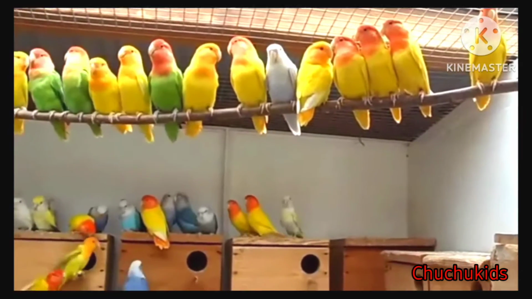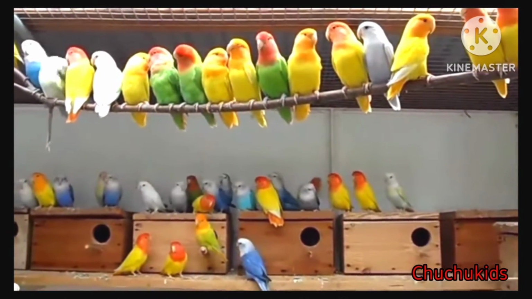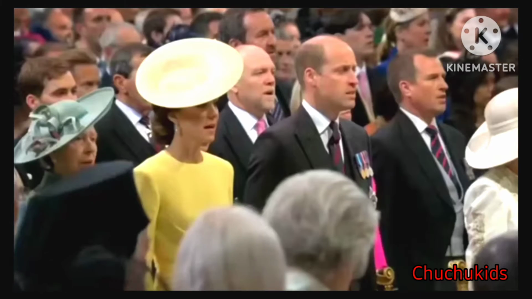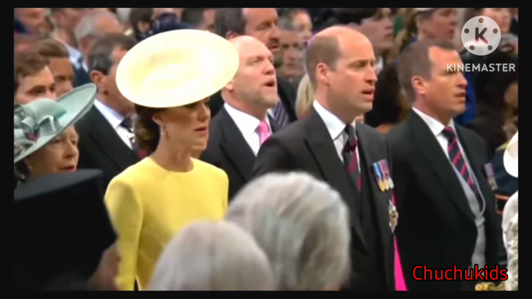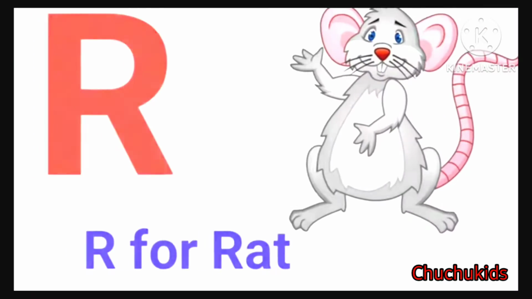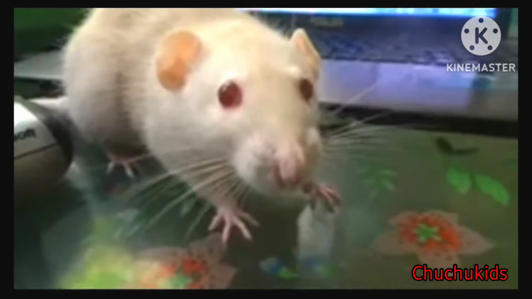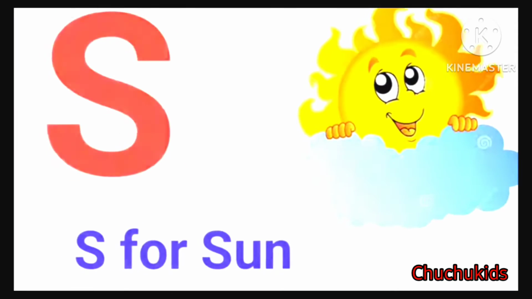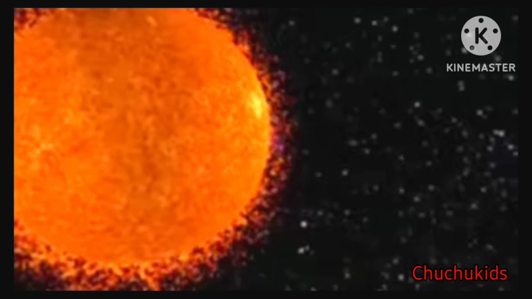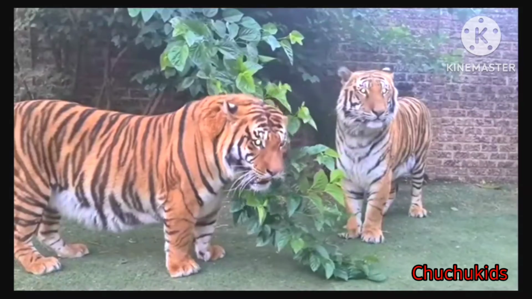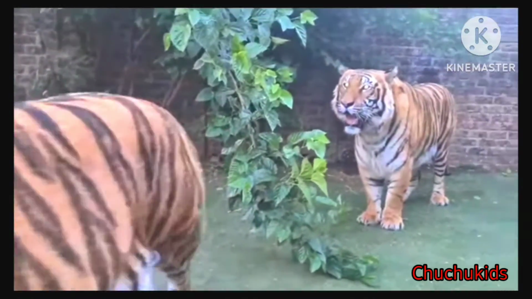P for parrot. Q for queen. R for rat. S for sun. T for tiger. U for umbrella.